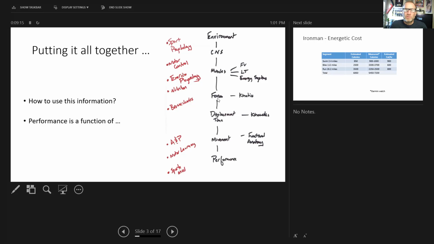Muscles have to generate the right amount of force at the right moment in time in order to have the right movement, in order to have the correct and the best performance. And I do put environment in this model. Environment is not only what we've talked about in this class, which is a weather type environment: altitude, temperature, humidity, wind.